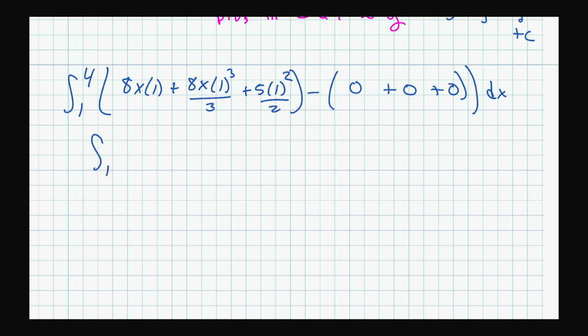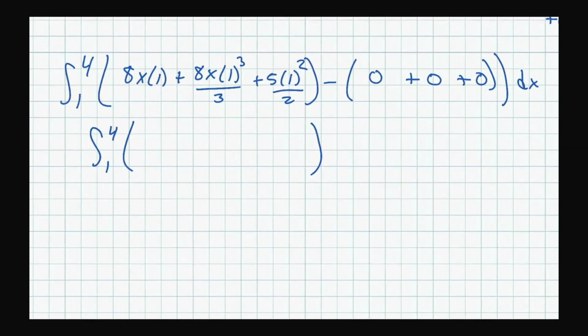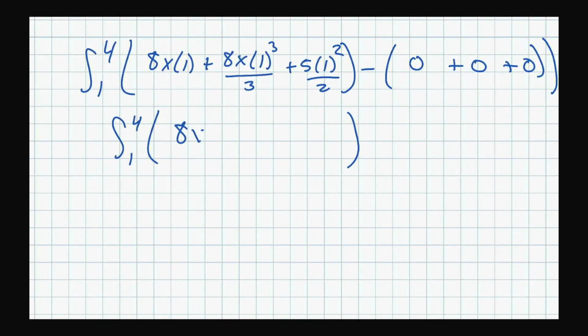So we end up with the integral from 1 to 4. Work out what's going on in those parentheses there. I have 8x times 1, which is 8x. I've got 1 cubed, which is 1, so 8x over 3. And then I've got 5 halves, like that. And then you've got a bunch of zeros, which I don't need to write. And then we have an x integral.